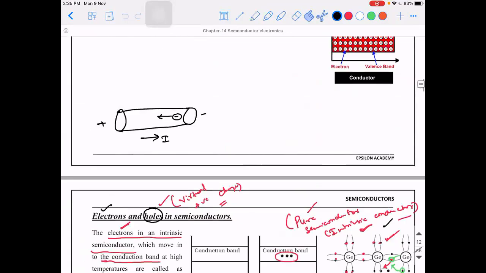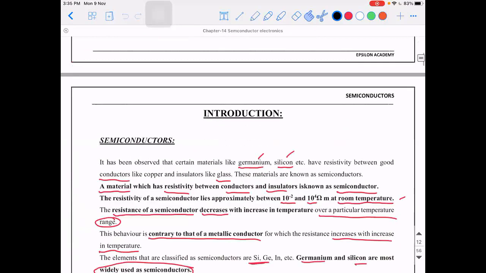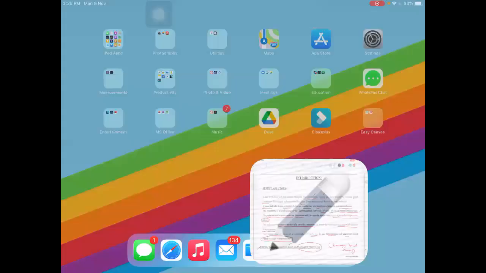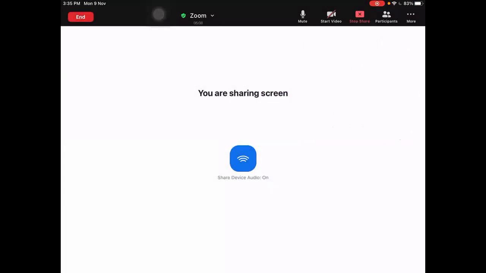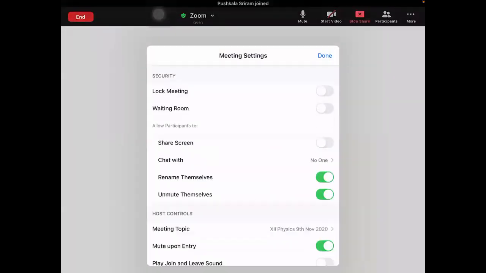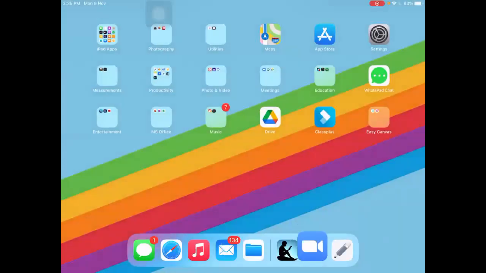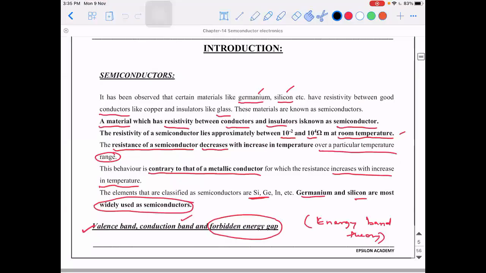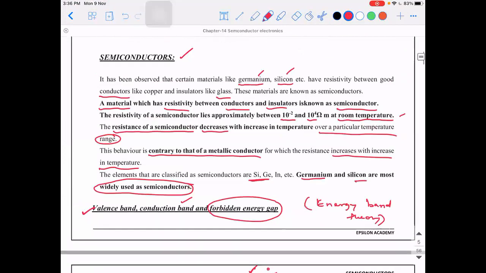So last class we started semiconductors, right? We saw nuclei and then we started semiconductors. I told you some important points. In the previous class, we saw what semiconductors are, and what is the major difference between a conductor, an insulator, and a semiconductor. So they are classified on the basis of two factors.